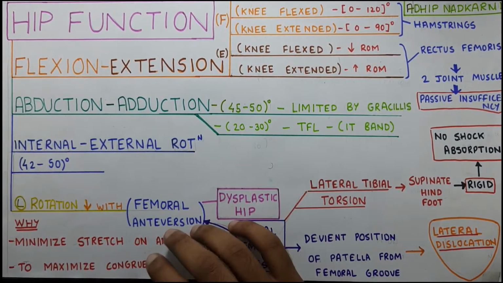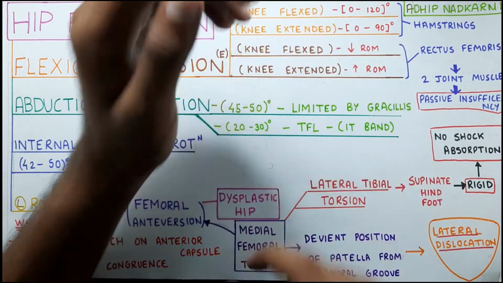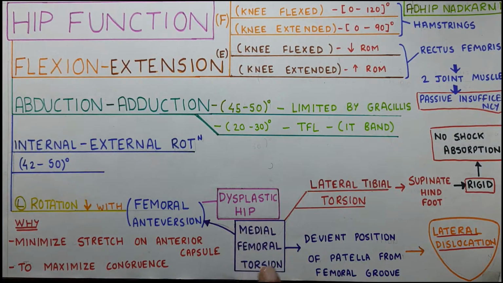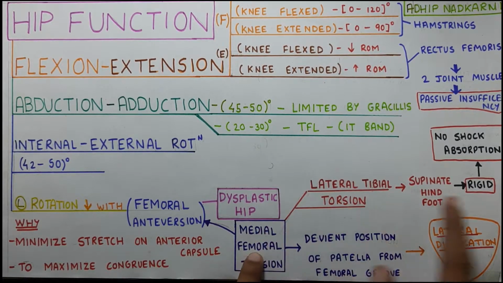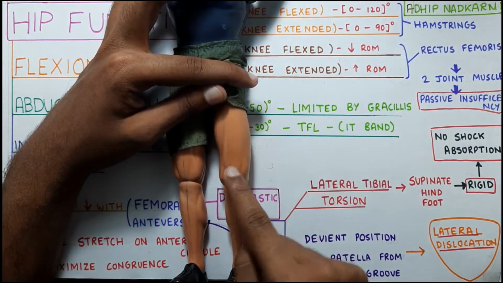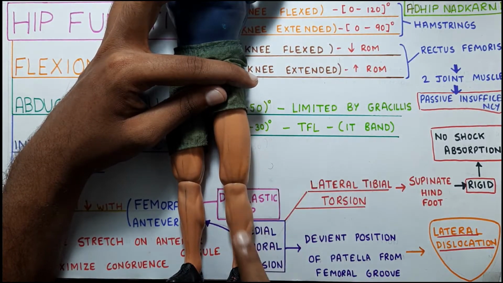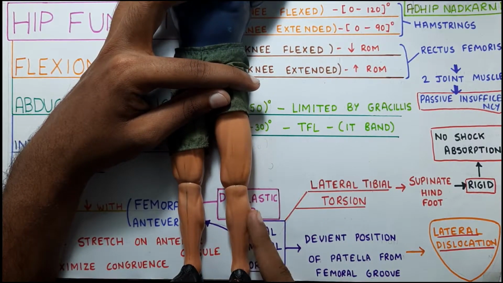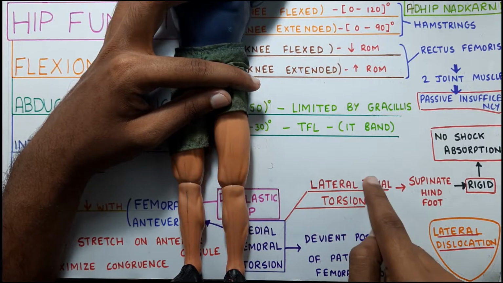So to prevent this, your femur will be in a comparatively medially rotated position, also called the medial femoral torsion. Now this medial femoral torsion will give rise to other problems. The first problem will be the lateral tibial torsion. Because your femur is going for medial femoral torsion, to compensate that, your tibia will go for lateral tibial torsion. And we all know that with lateral tibial torsion, what will we see?